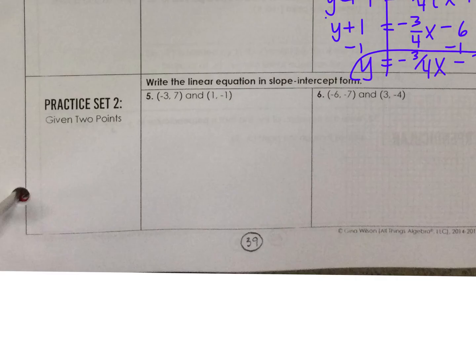Number 5 is going to be very similar, except we're going to have to use a different formula first. We need to figure out the m before we can do point slope formula.